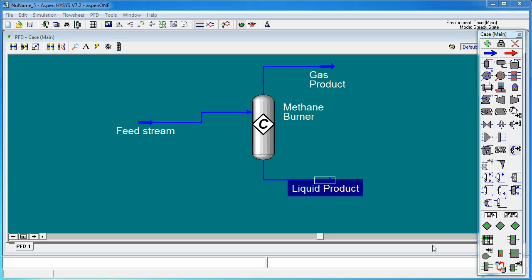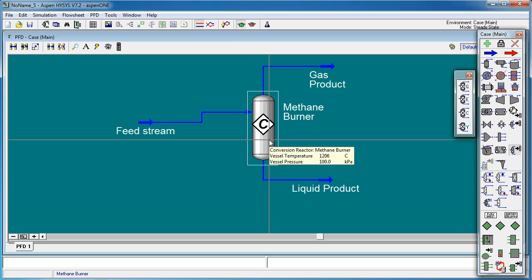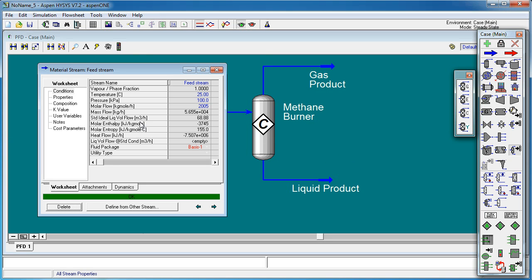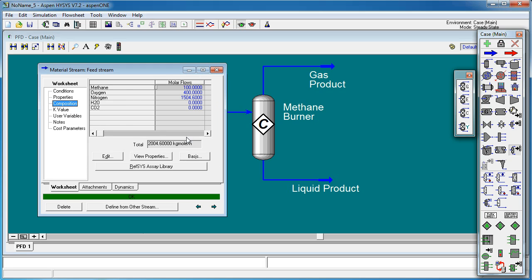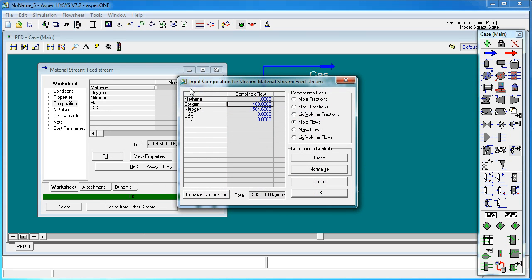So firstly, here in the process flow diagram, we'll double click on the reactor feed stream, and looking at the composition, we're going to change the molar flows, make them much smaller. 1 kilogram mole per hour of methane, 2 for oxygen, and 7.52 for nitrogen. So we click normalize and OK.